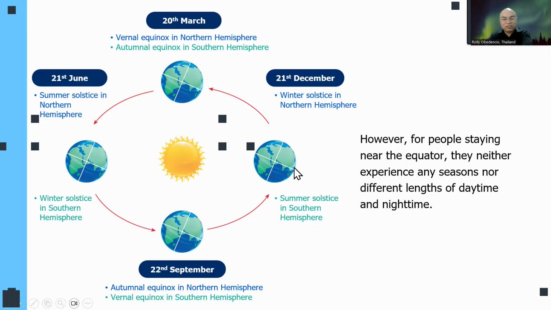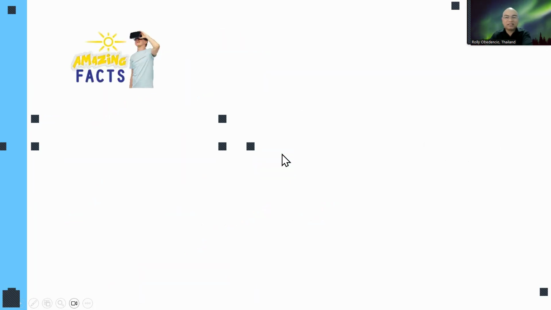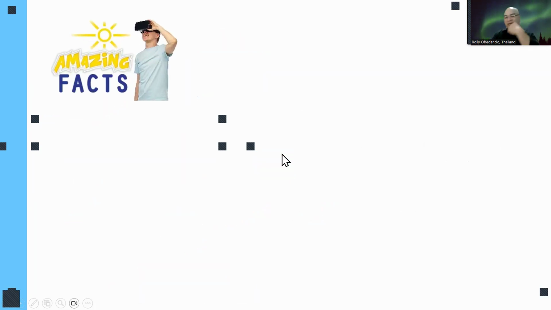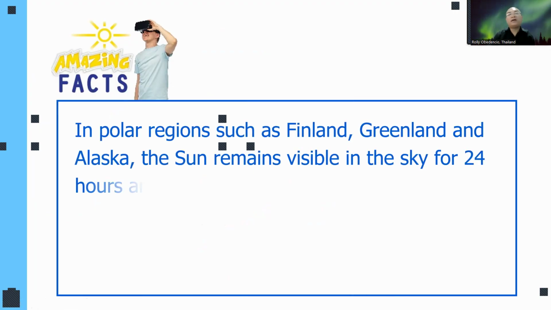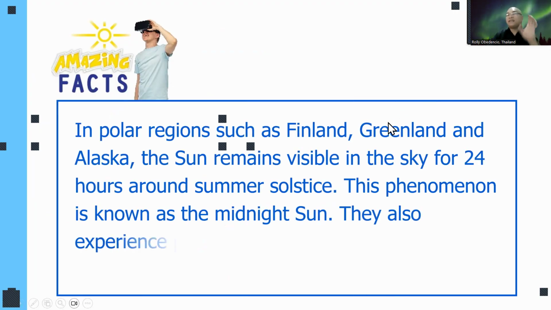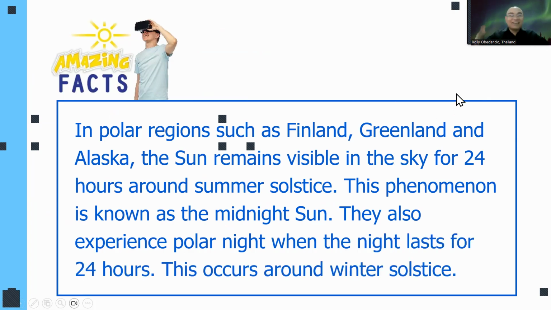We are closer to the equator, closer to where the sun revolves. I should say the sun is not revolving. We, the earth, are revolving around the sun. Okay? We have these amazing facts. What are they? One, in polar regions such as Finland, Greenland, look at the aurora lights there behind me.